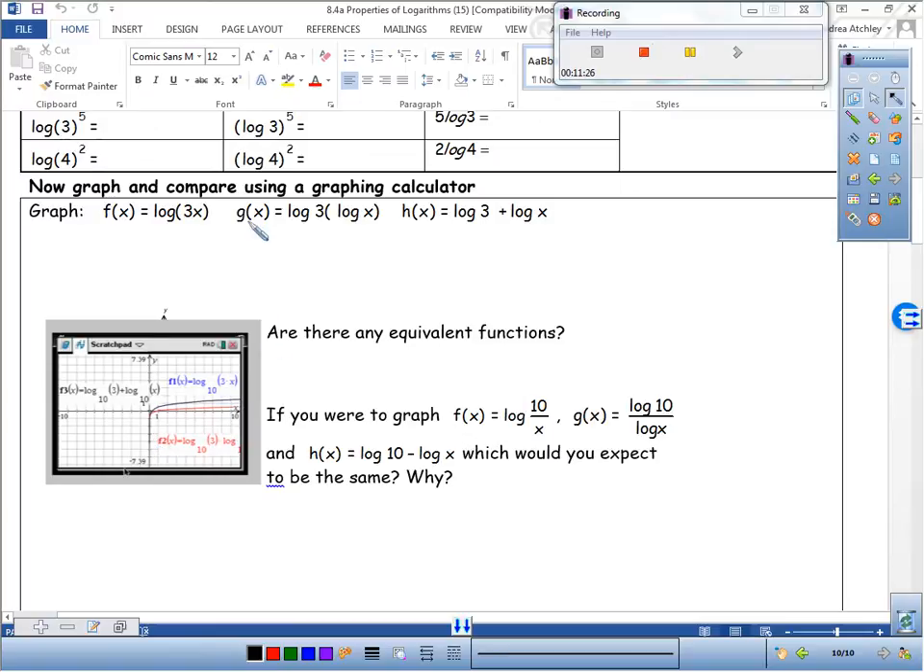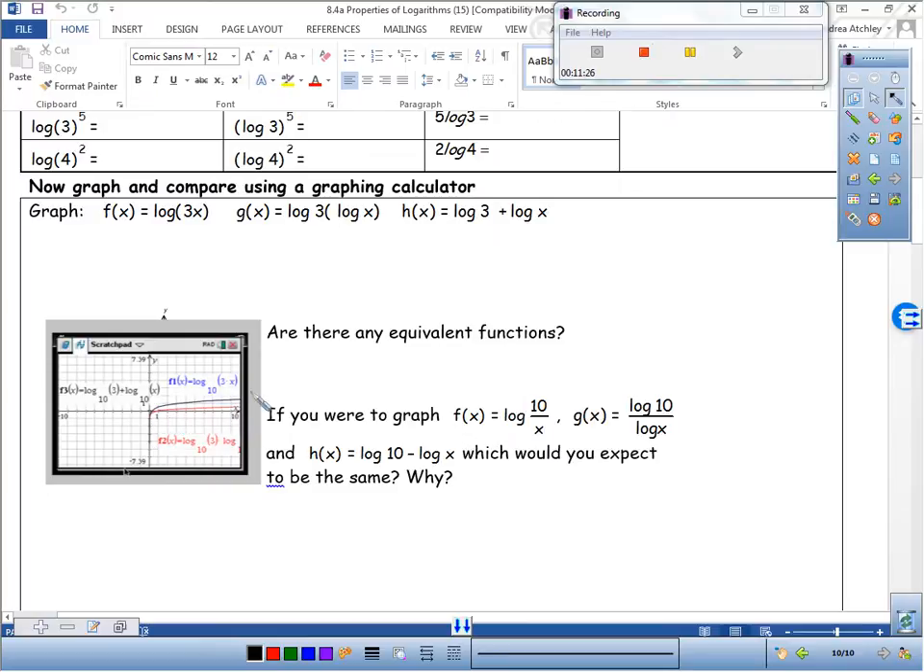Okay. Then I graphed log of 3 times the log of x, because some people think I can distribute the log. I can do the log of 3 times the log of x, and it doesn't work that way. So that was the red one. You notice the graphs are different.